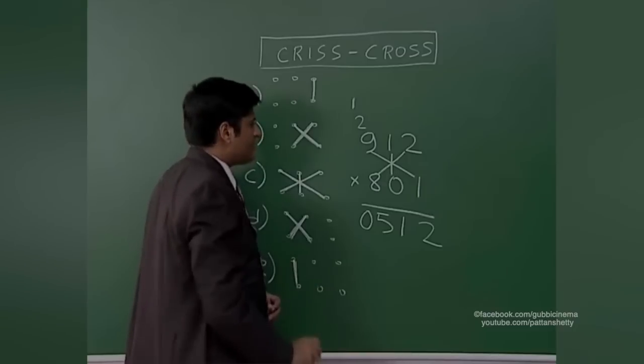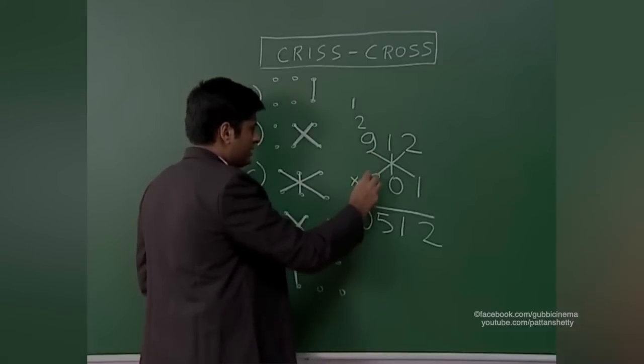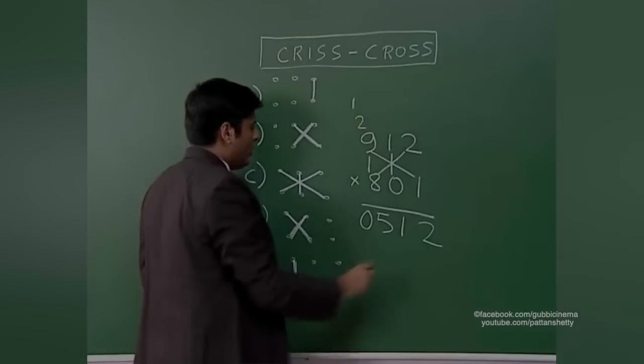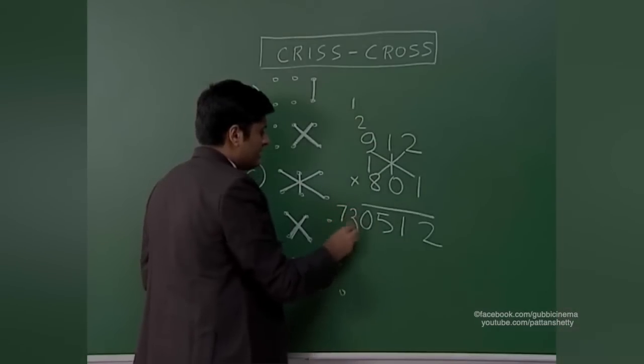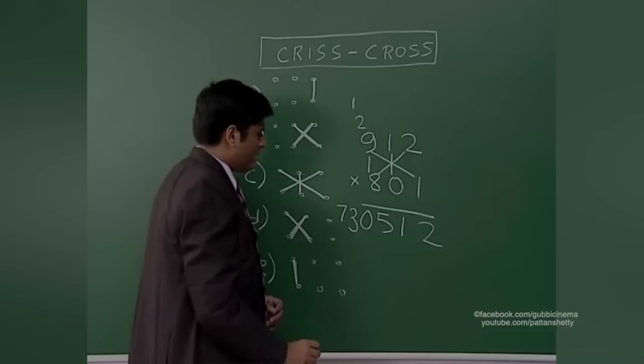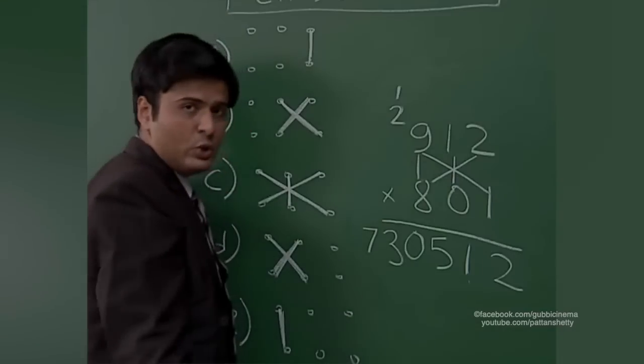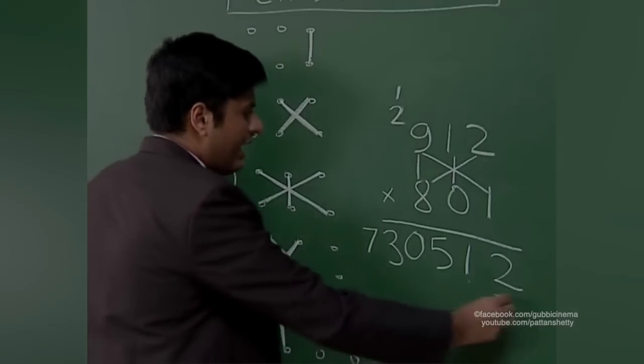My last step says multiply these two numbers. 9 times 8 is 72 and this 1 carried over will give me 73. My final answer, as you can see, is 730512, which you can see I got in only one line.